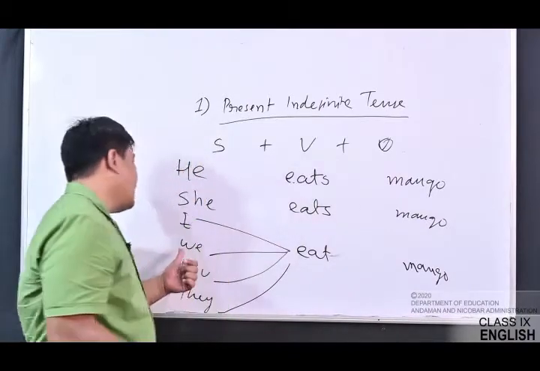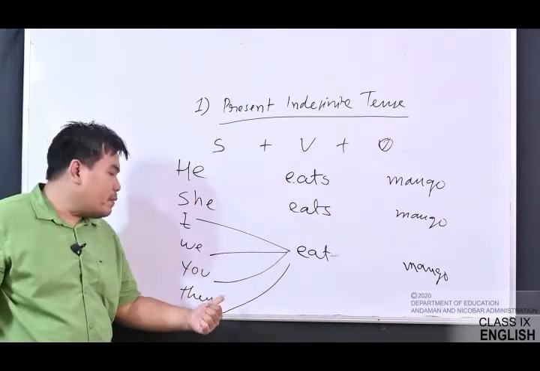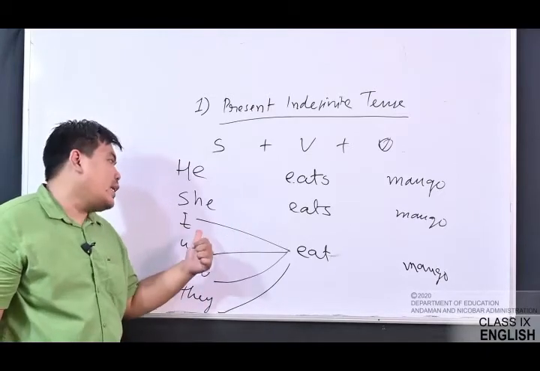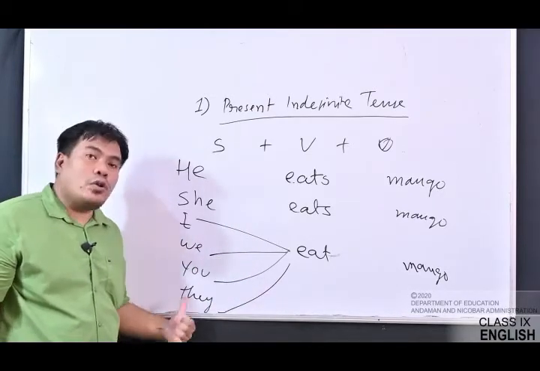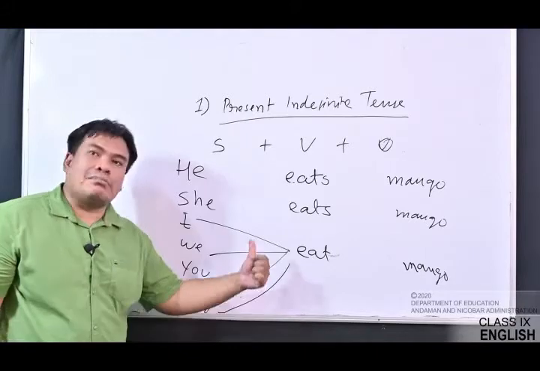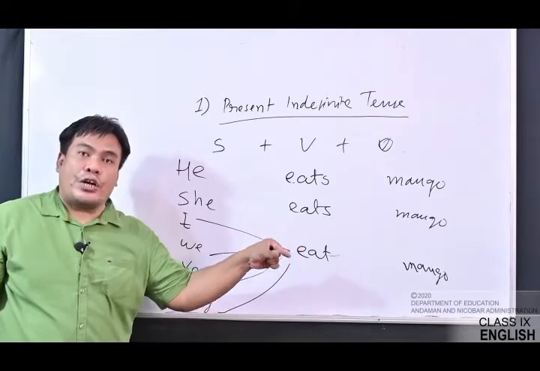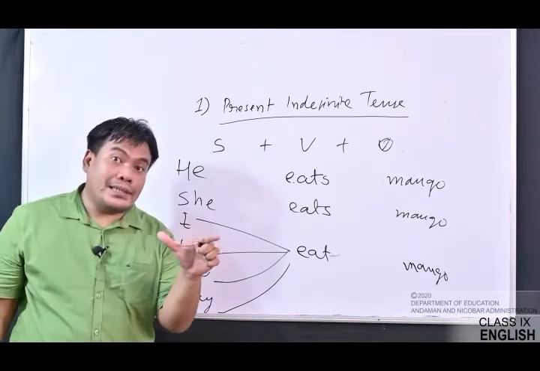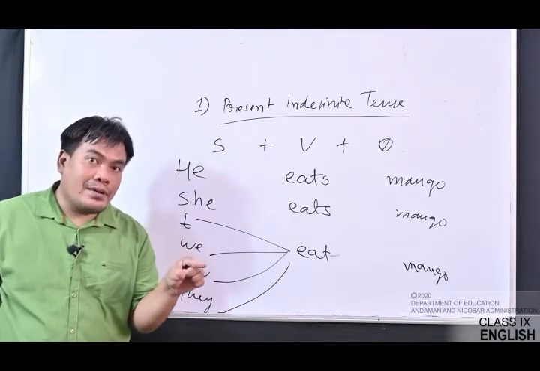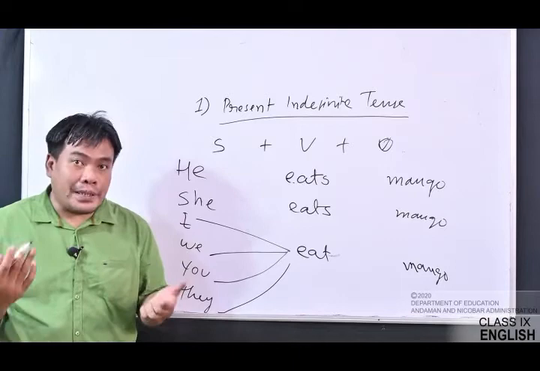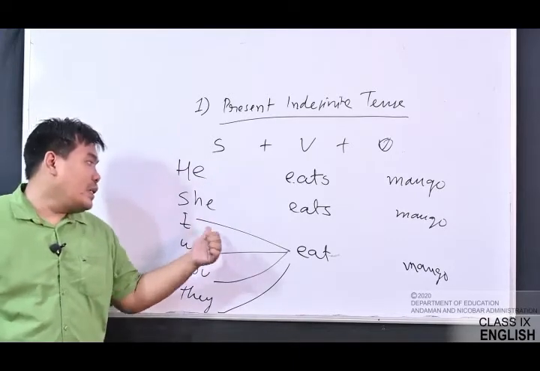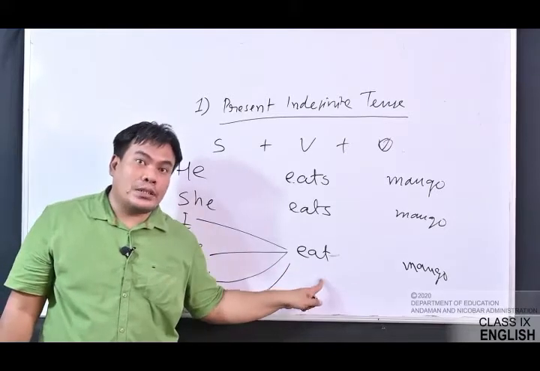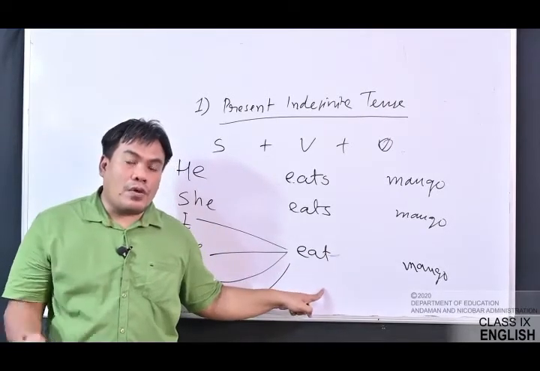Or you would say, we eat mango. You eat mango. They eat mango. You cannot say, I eats mango, we eats mango, you eats mango, they eats mango. That will be wrong. So please don't make that mistake while writing or while speaking. It has to be, I eat, we eat, you eat, they eat. No S, no S. You have to follow that table.